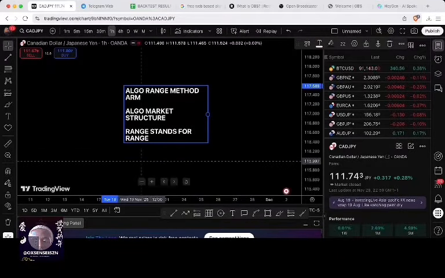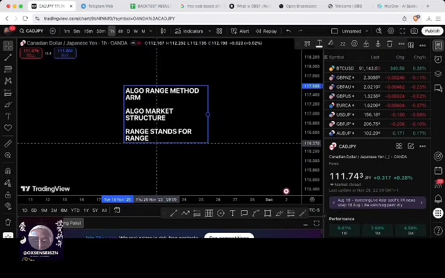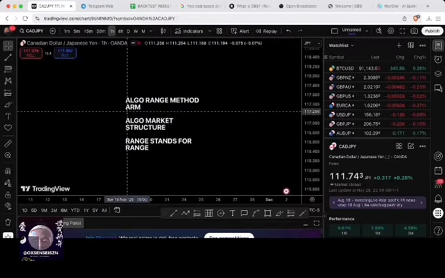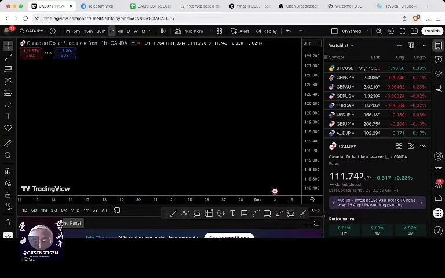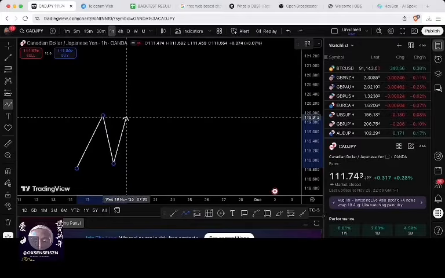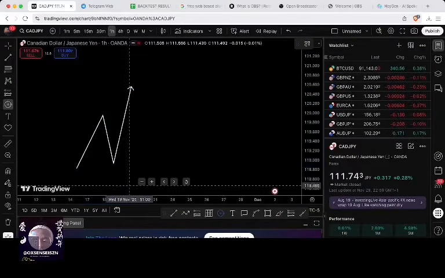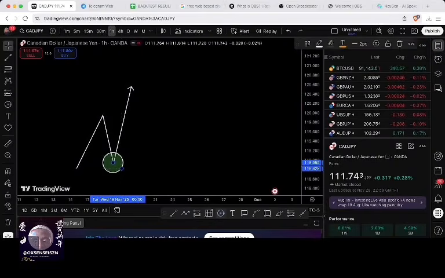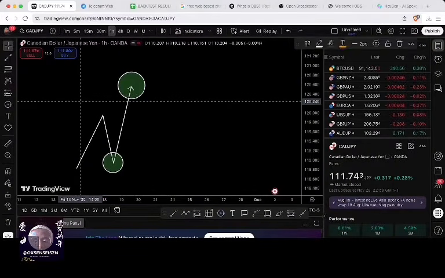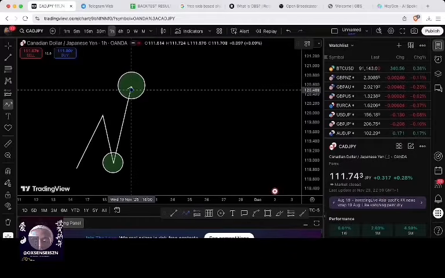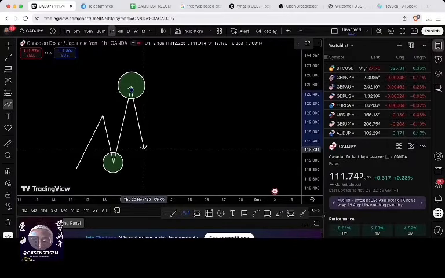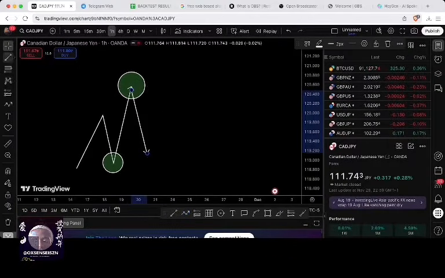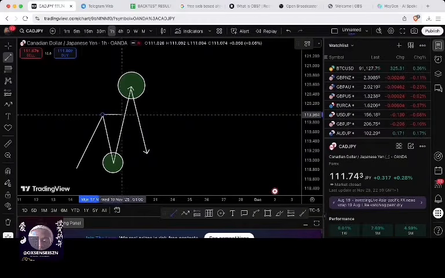So what we are trying to do is to use the Algo market structure inside an established range. What we mean by an established range is this: if we have this range from low here to high here, and we are setting to a degree that price should not take out this particular low here, so we now have this particular range to work with.